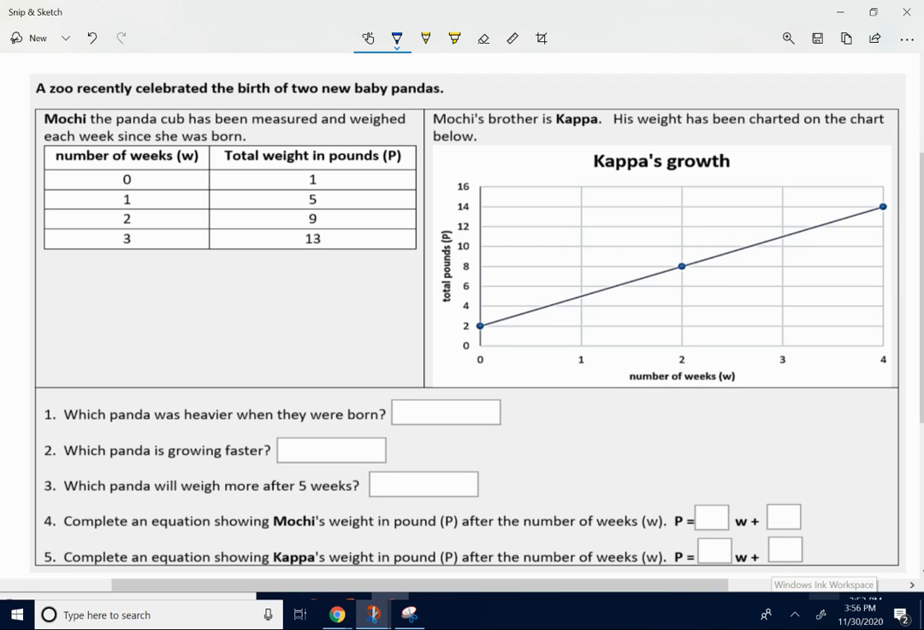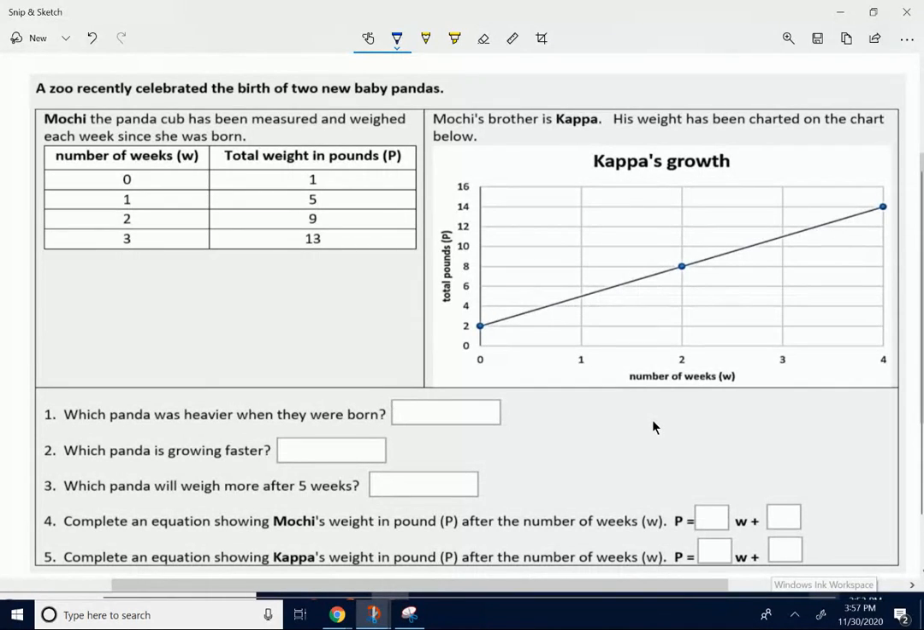Okay, let's see how you did on the first problem. We're comparing two relationships, Moki and Kappa. Moki's weight is shown on a data table, and Kappa's weight is shown on a graph. First thing they ask: which panda was heavier when they were born?